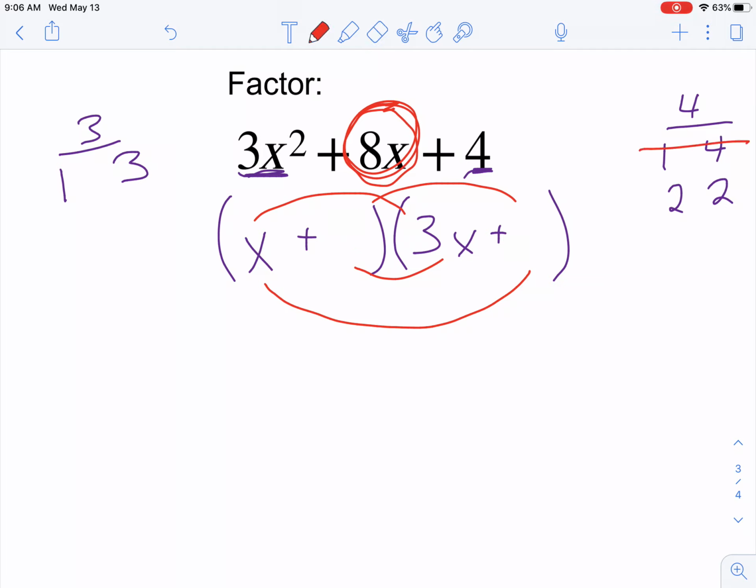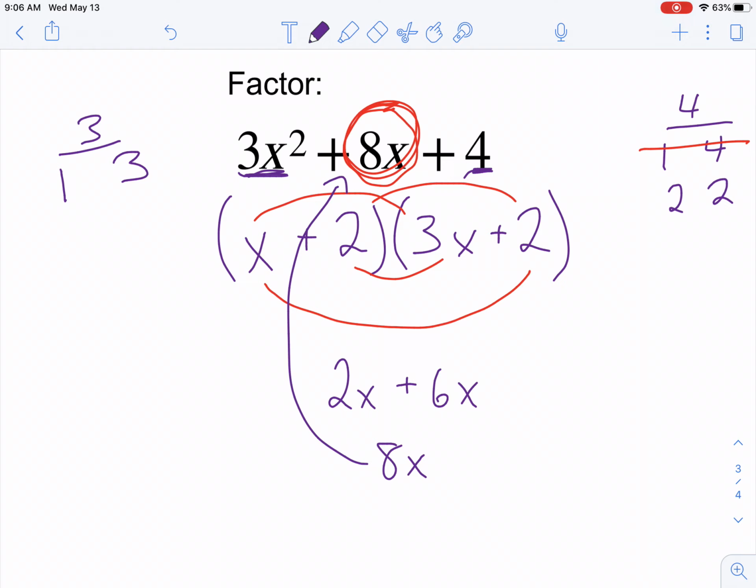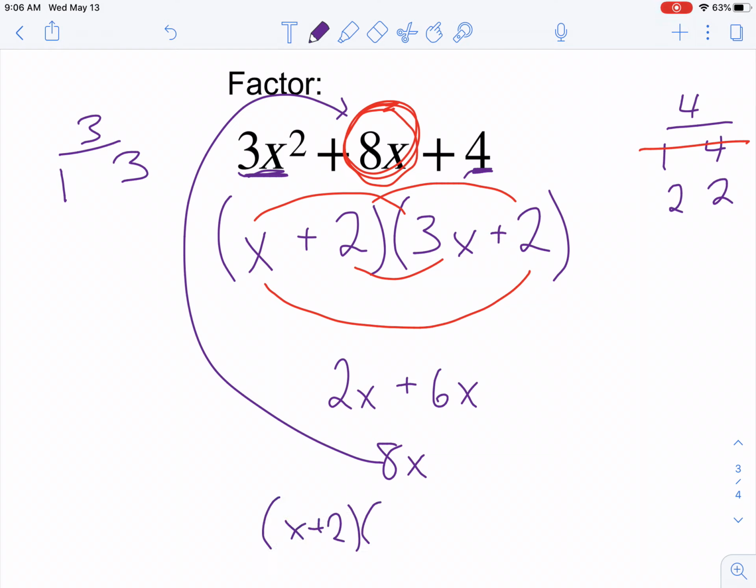So now let's go with 2 and 2 and see if this gets me where I need. X times 2 is 2x, 2 times 3 is 6x, 2x and 6x is 8x, which is what I want up here. So my final answer is x plus 2 times 3x plus 2.